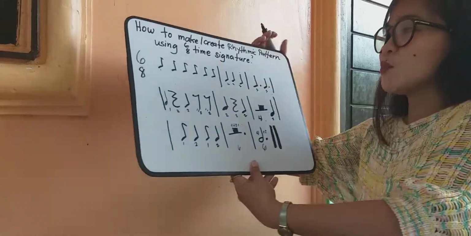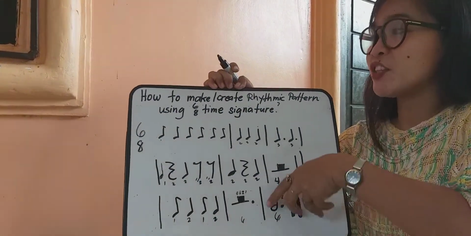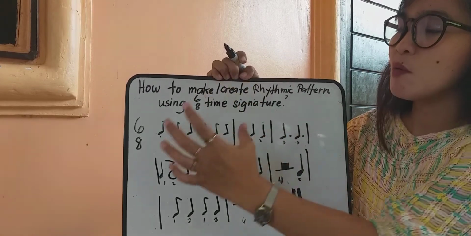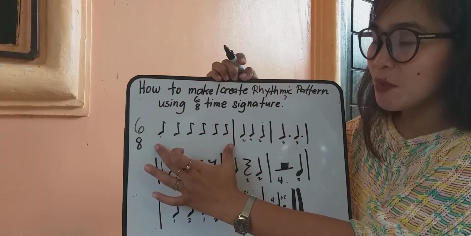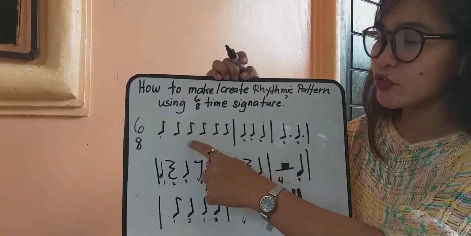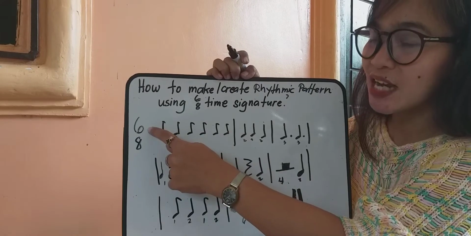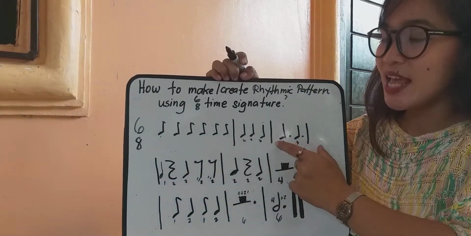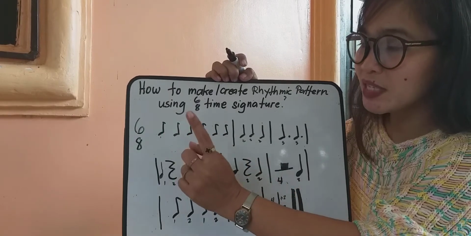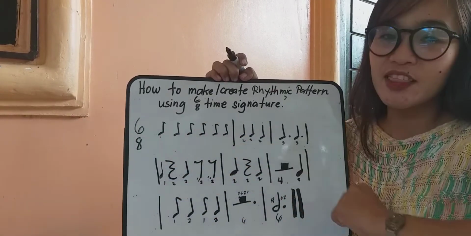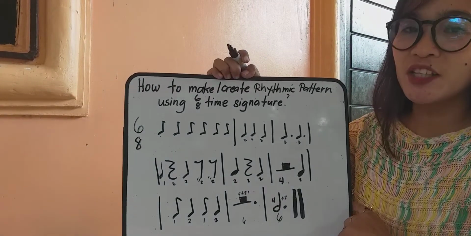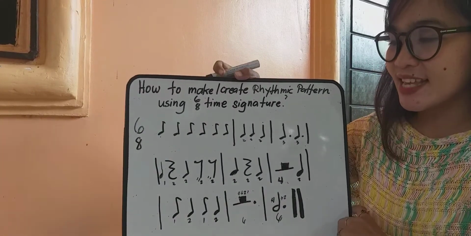So, ganun lang. So, paano gumawa ng rhythmic pattern gamit ang 6/8 time signature? Just combine ka lang ng mga notes and rest na ang magiging total nila ay 6 counts because we should have 6 counts in every measure. And take note again that ang magre-receive ng 1 beat ay 8th note. So, yun yung kailangan niyong tatandaan sa paggawa ng rhythmic pattern na 6/8. And that's all.